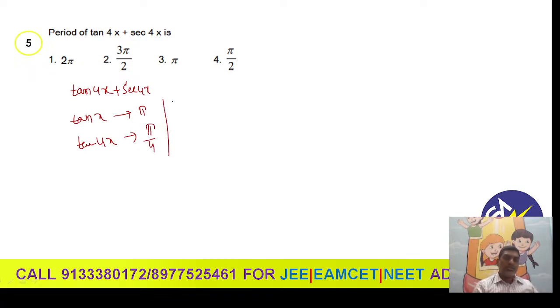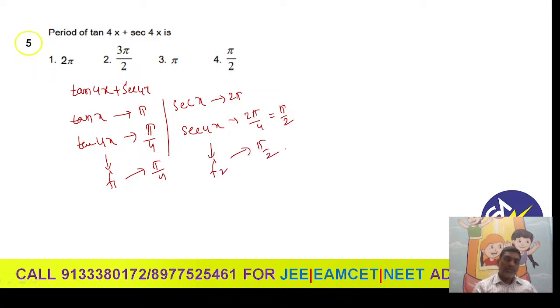Next, similarly, secant x. What is the period of secant x? It is 2 pi. And what is the period of secant 4x? It is 2 pi divided by 4, that is pi by 2. So take it as f1. F1 function period is pi by 4. Okay. And take it as f2. F2 function's period is pi by 2.